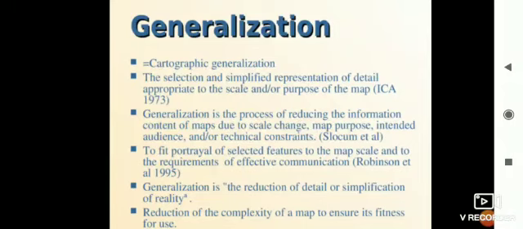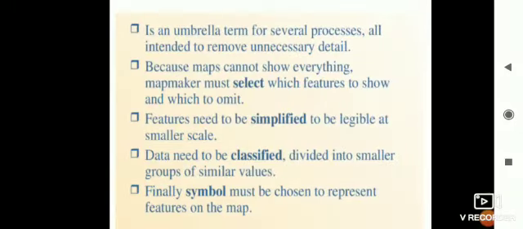And generalization is the reduction of detail or simplification of reality. Reduction of the complexity of a map to ensure its fitness for use. It is an umbrella term for several processes, all intended to remove unnecessary detail. Because maps cannot show everything, the mapmaker must select which features to show and which to omit.